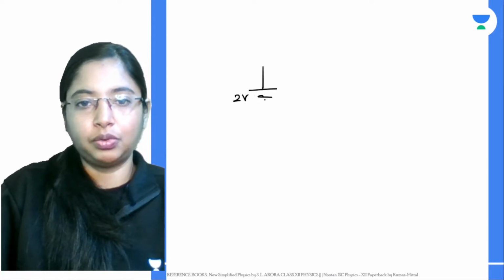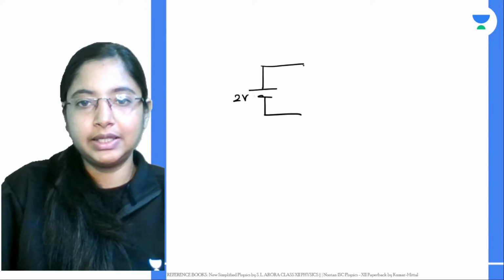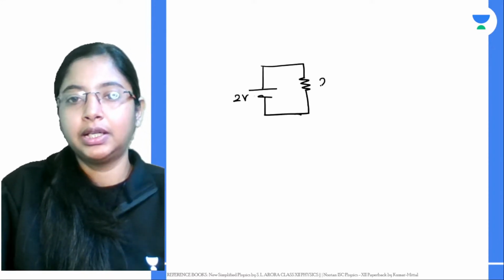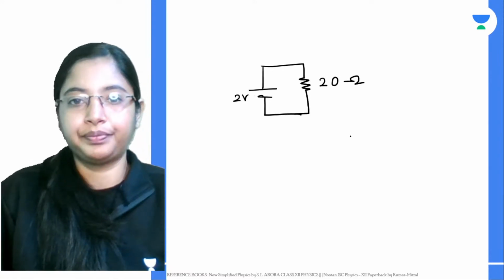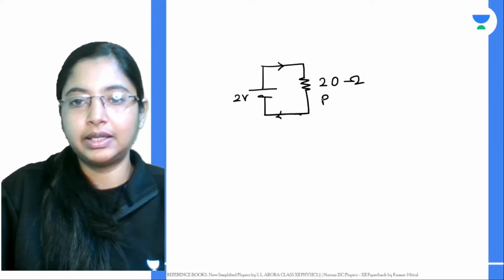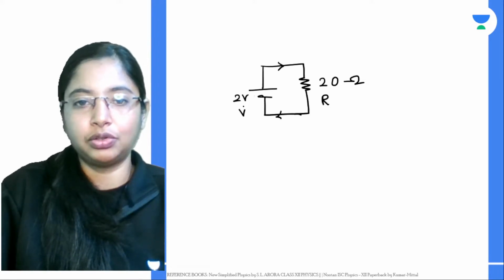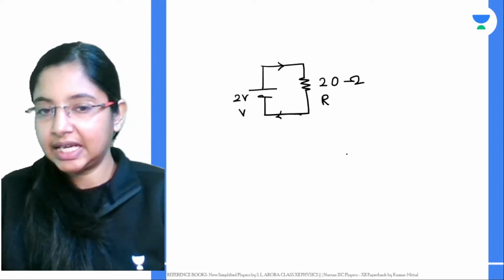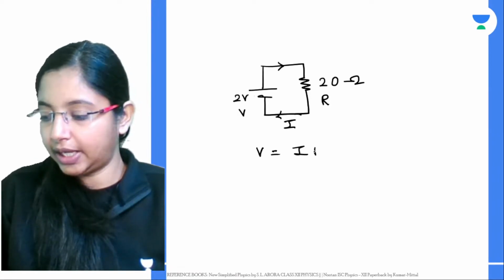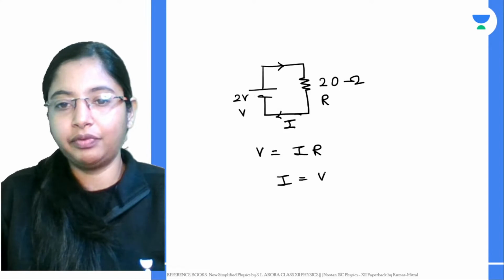This is connected to a 2 volts battery, and you can have one single resistor which is around 20 ohms. And now you know what is the voltage value. Now you know what is the resistance R value, and you also know the voltage V. What will be the current I flowing through the circuit over here? Now we know V is equal to IR, right? So I will be V by R.